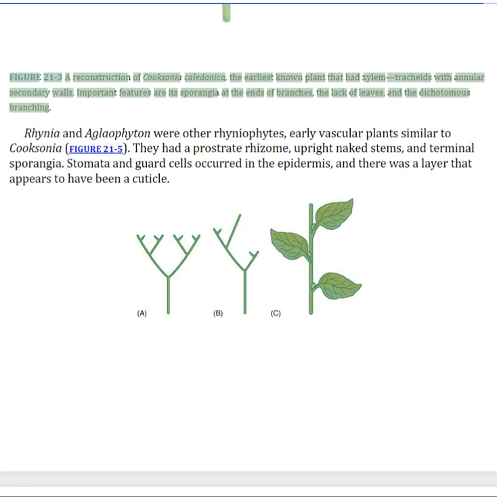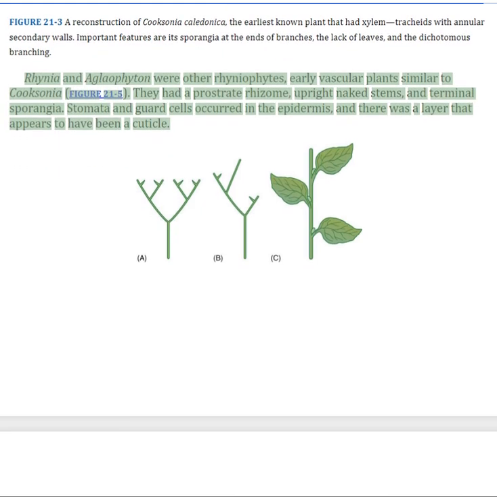Figure 21-3. A reconstruction of Cooksonia caledonica, the earliest known plant that had xylem, tracheids with annular secondary walls. Important features are its sporangia at the ends of branches, the lack of leaves, and the dichotomous branching. Rhynia and Aglaophyton were other rhyniophytes, early vascular plants similar to Cooksonia. They had a prostrate rhizome, upright naked stems, and terminal sporangia. Stomata and guard cells occurred in the epidermis, and there was a layer that appears to have been a cuticle.